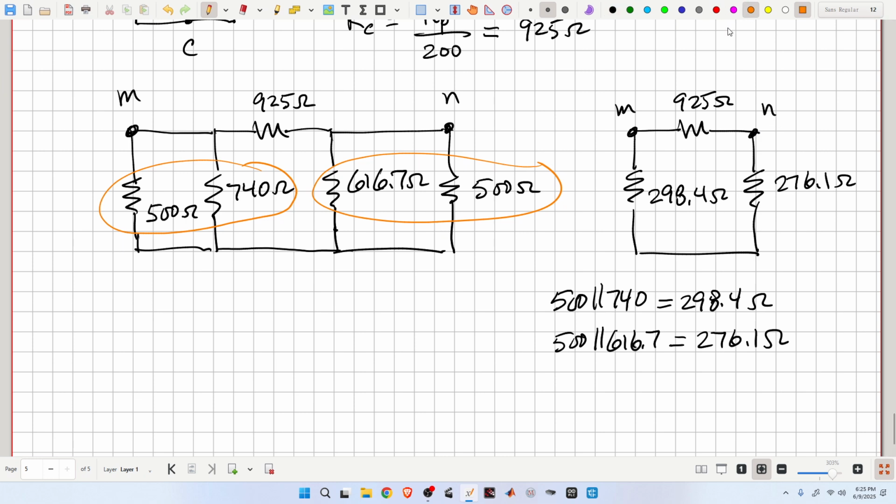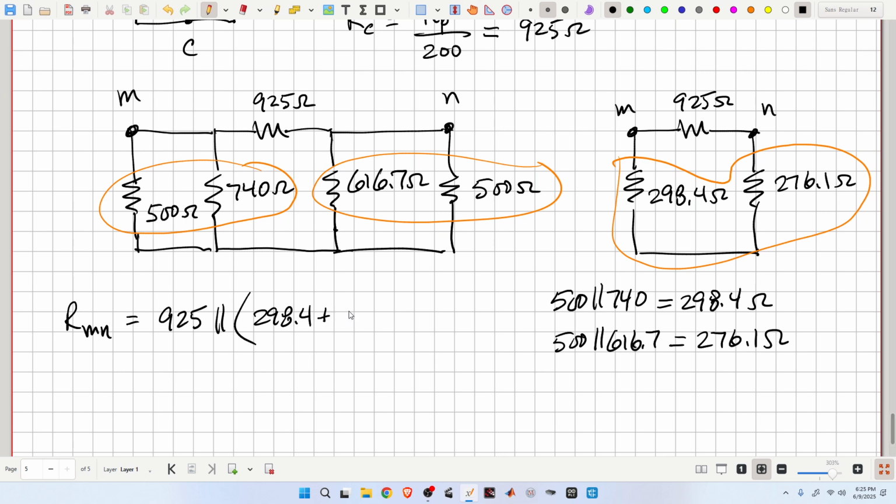So now these two are in series, and then that's in parallel with the 925, and so we can write that RMN is 925 in parallel with the sum of these two, 298.4 plus 276.1, and that is to 3 digits, 354 ohms. And so that's our final answer for that.